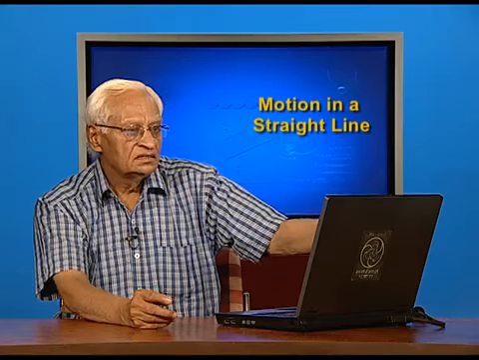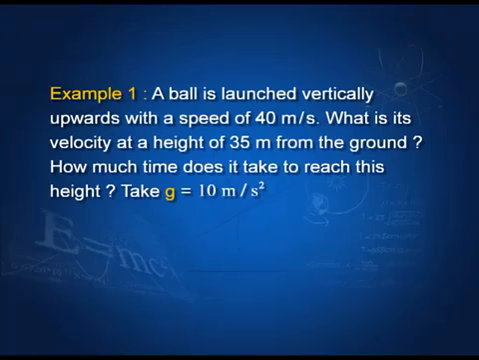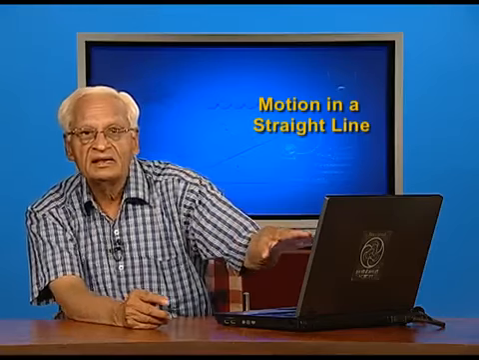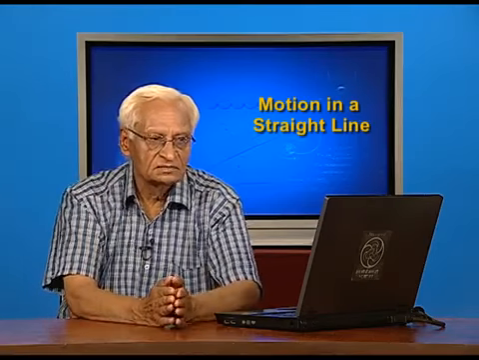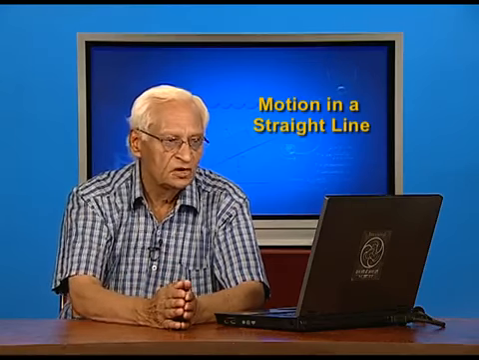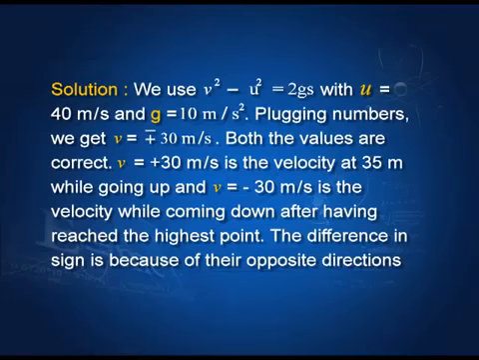In this case, the initial speed is given as 40 meters per second. We need to find the speed at 35 meters height from the ground. So, we use v square minus u square is 2 g s, u is given, g is given. So, plugging these numbers, we get v equal to plus minus 30 meters per second. Again interesting, you get two results, plus minus 30 meters per second, and we have to choose very carefully the correct result. In this case, it happens that both the values are correct.